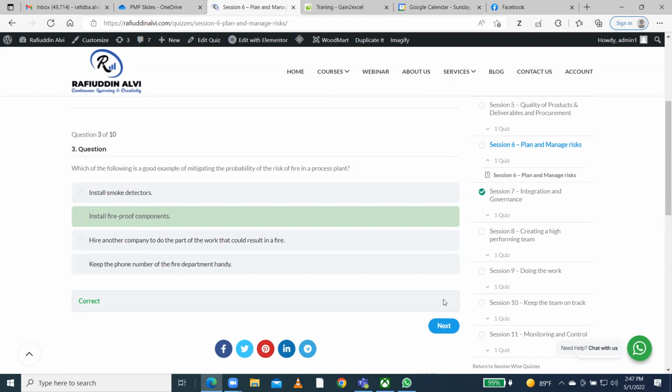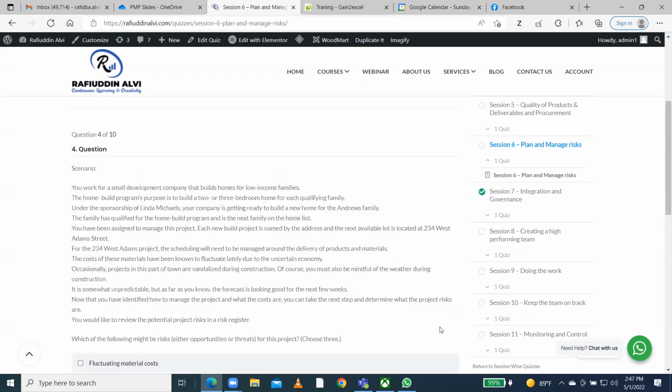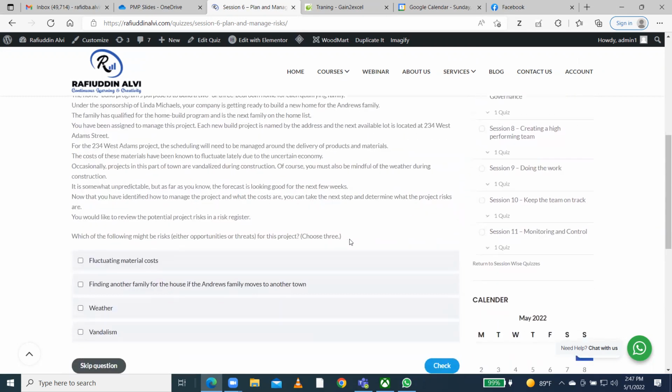Smoke detectors are also an option, but installing fireproof components is the best mitigation strategy. You have to choose the best one. This is a little tricky. For this kind of bigger question, read the last lines and then answer. Okay, which of the following might be risks, either opportunities or risks for this project?